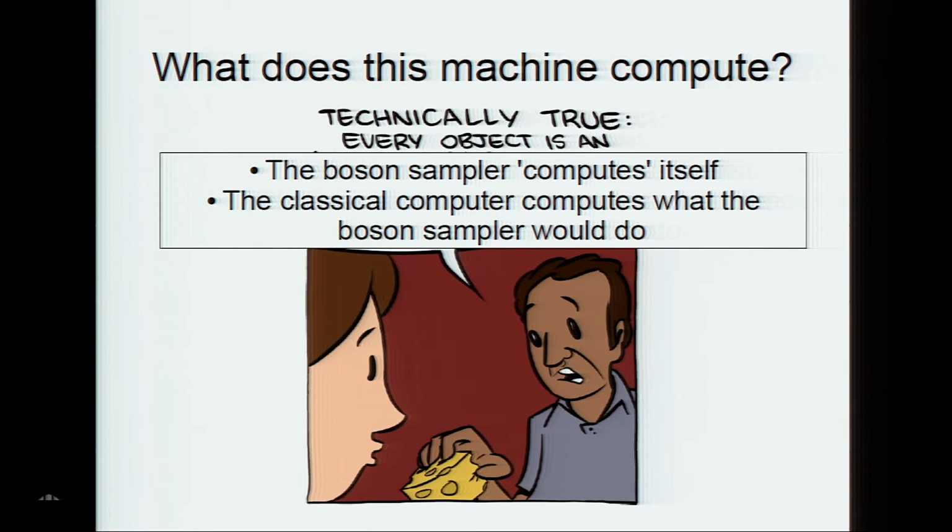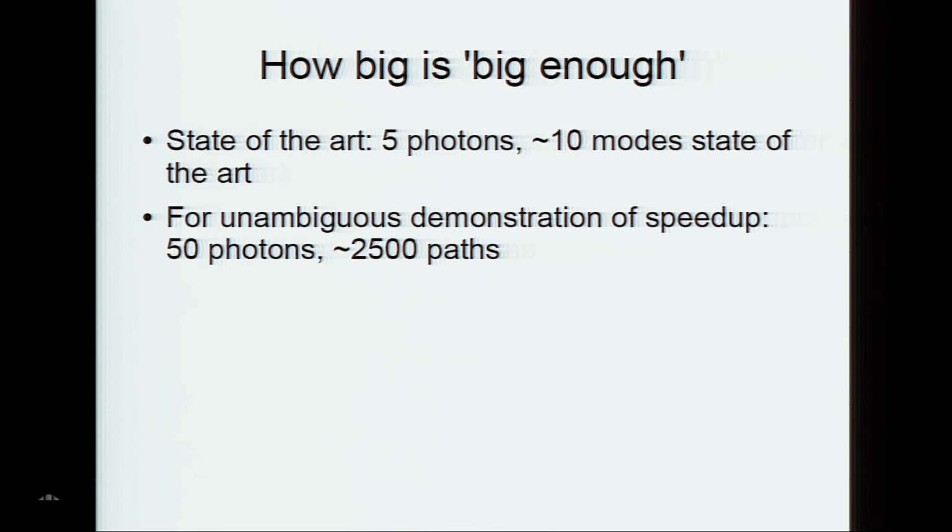And as I said, as you make the problem bigger and bigger, in this case that means putting in more and more photons, it gets harder and harder for the classical computer to do so. So then, how big is big enough? State of the art at the moment is about 5 photons and about 10 of these channels. And we need to go to about 50 photons, so 50 particles of light, and about 2,500 channels.